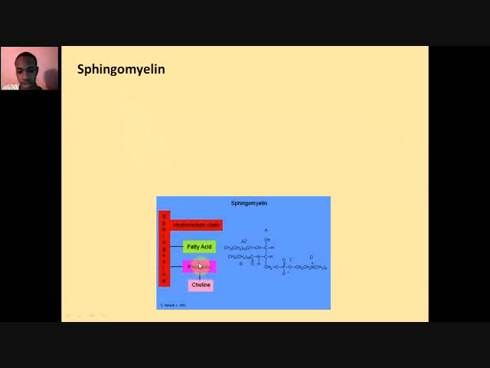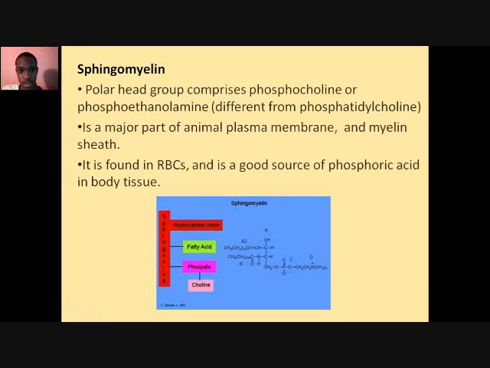So you see this phospholipid is similar to phosphatidylcholine. The difference is that the backbone is sphingosine and not glycerol. The polar head group comprises phosphocholine or phosphoethanolamine, and as I was saying, it's different from phosphatidylcholine. Sphingomyelin, as the name suggests, is a major part of plasma membrane and the myelin sheath. It is found in red blood cells and is a good source of phosphoric acid in body tissue.